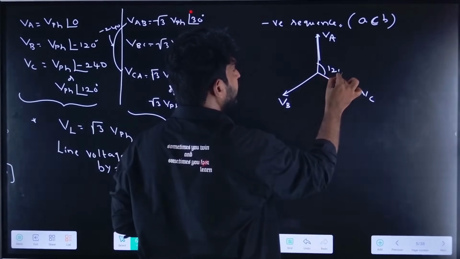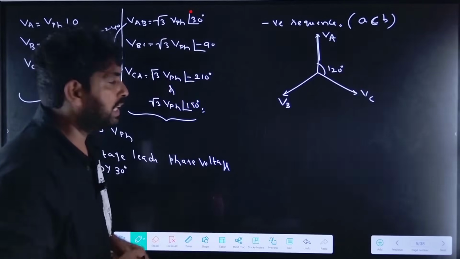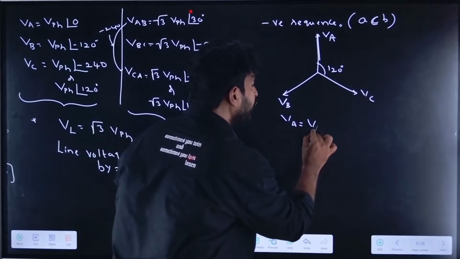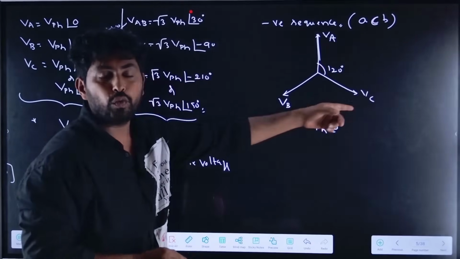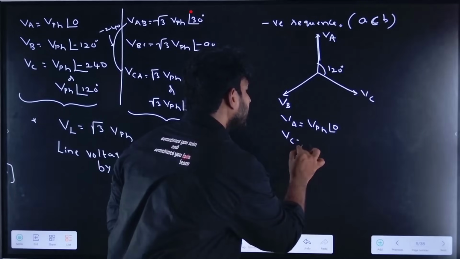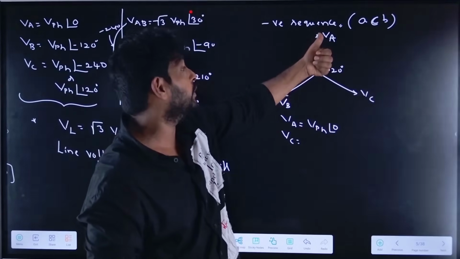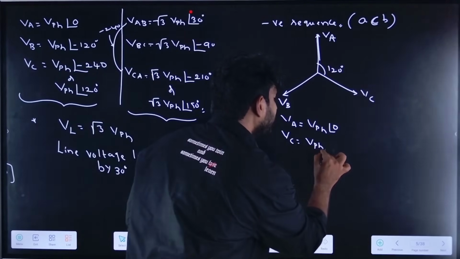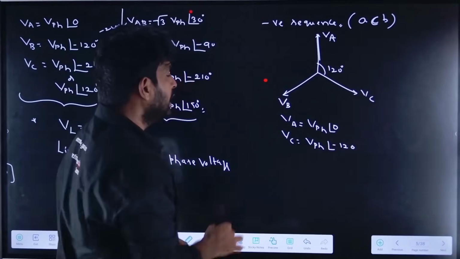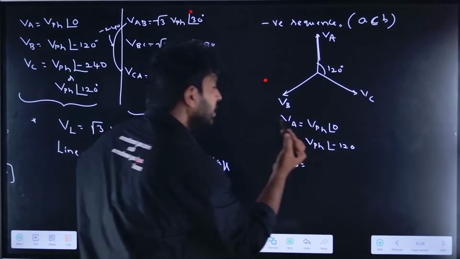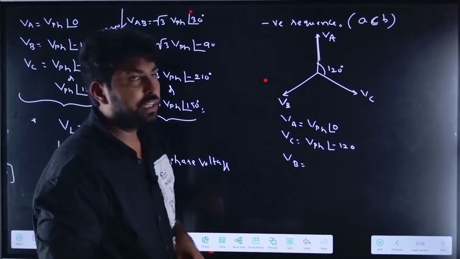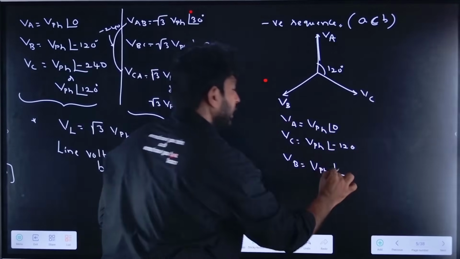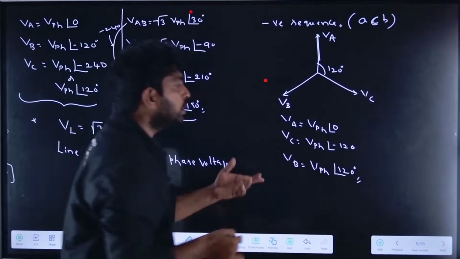So here it will be 120. How can we represent the phase voltages here? We have taken the reference as phase voltage. So VA equal to V phase at an angle 0. What is the VC? VC is minus 120 degrees with the A phase, so it will be V phase at an angle minus 120. And VB equal to V phase at an angle plus 120 degrees. Now the phase sequence has reversed.